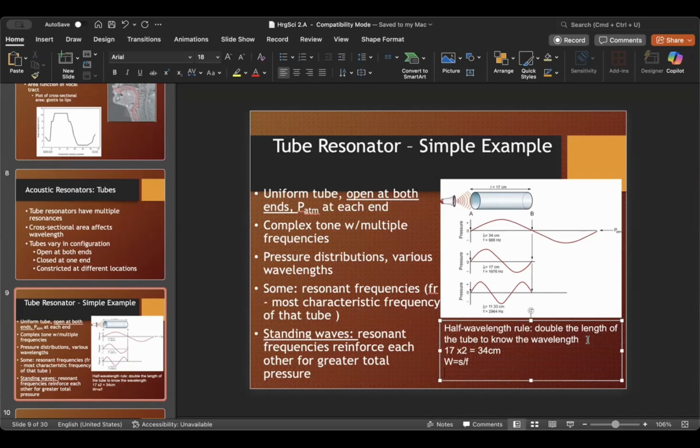And for the speed of sound, it will be easier, instead of using 340 meters, to use 34,000 centimeters. If you multiply 340 times 100, that gives you 34,000. We have centimeters over seconds divided by the wavelength, which is 34 centimeters, and we'll get a total of 1,000 hertz, which is our F sub R.